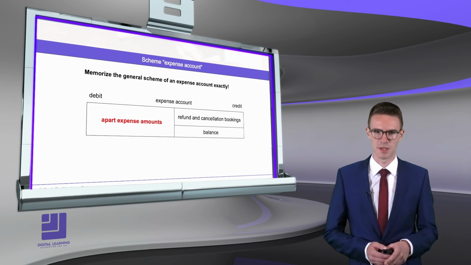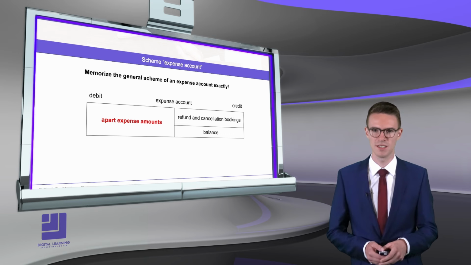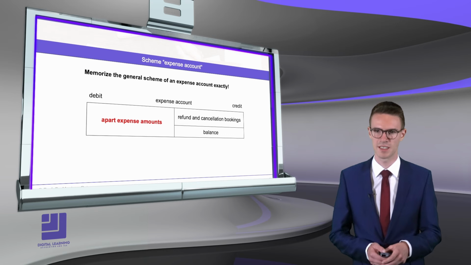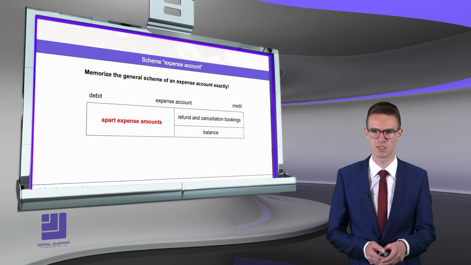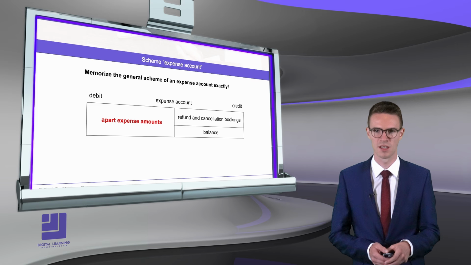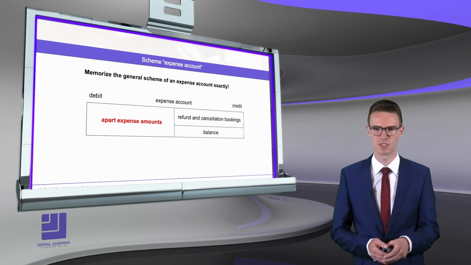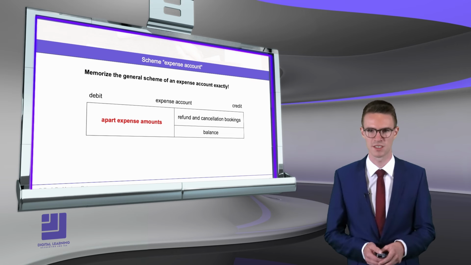And now the expense accounts. You can see that the entries in these expense accounts are mirrored to the income accounts. The apart expense amounts are posted on the debit side, the cancellations and the resulting balance on the credit side.